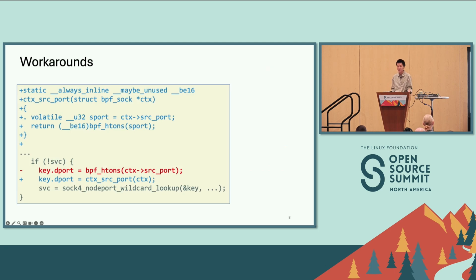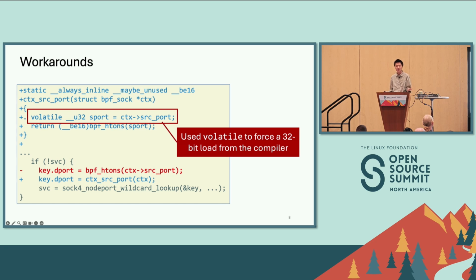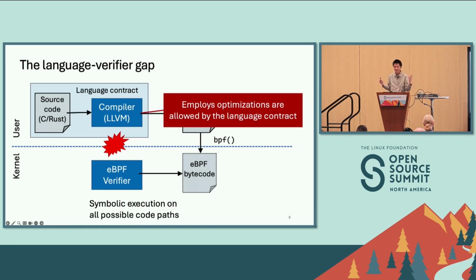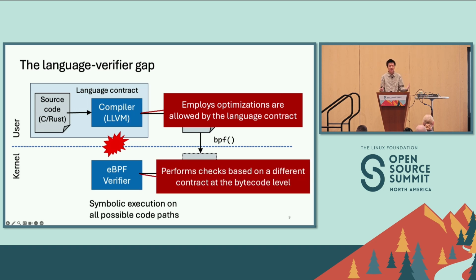And developers have to put extra effort to fix the problem, in this case, by adding the volatile keyword to force the 32-bit load. So we argue that the core of the problem is actually a gap between the compiler, which is governed by a language contract together with your source code, and can employ whatever optimizations that are allowed under this language contract. And the BPF verifier, which performs the checks based on a different contract at the bytecode level. So we call this gap the language-verifier gap.